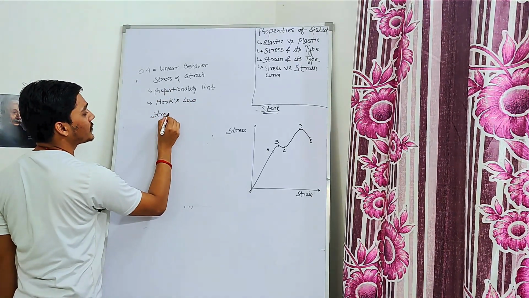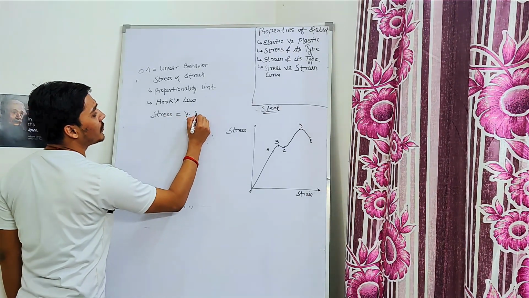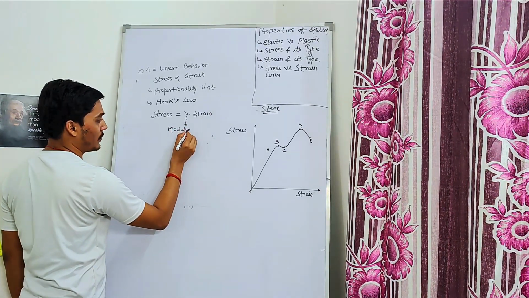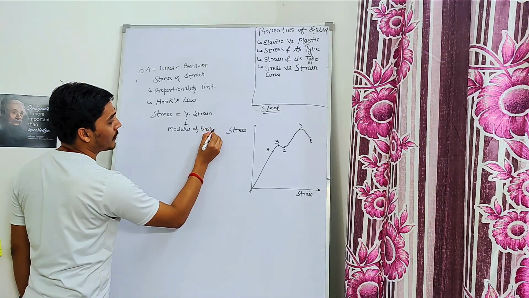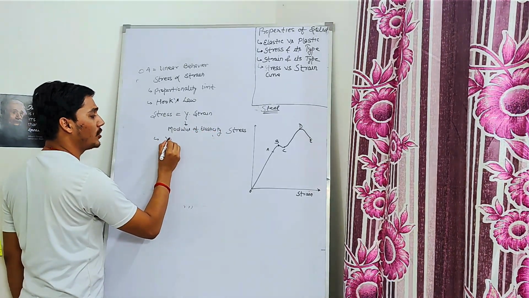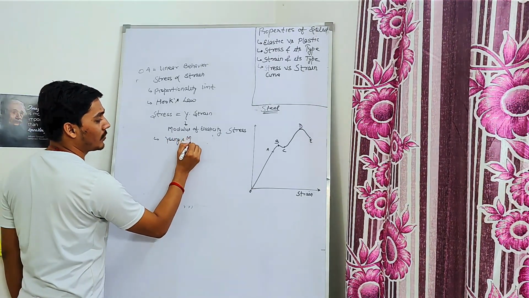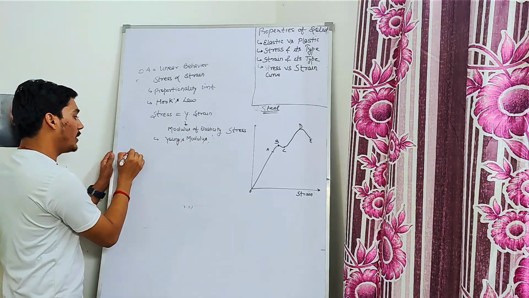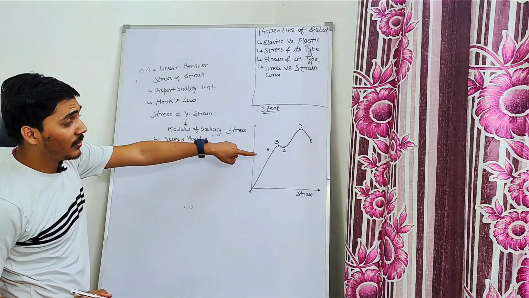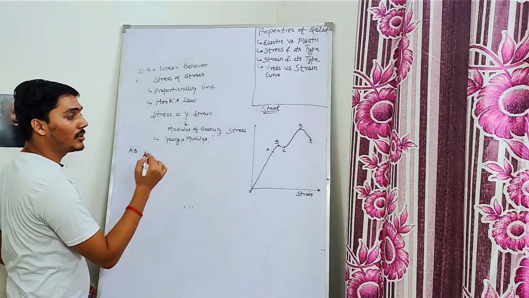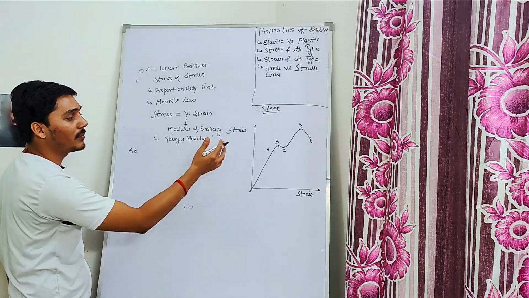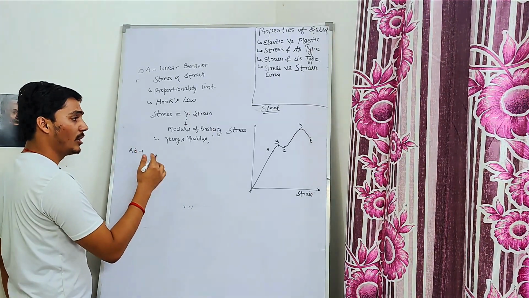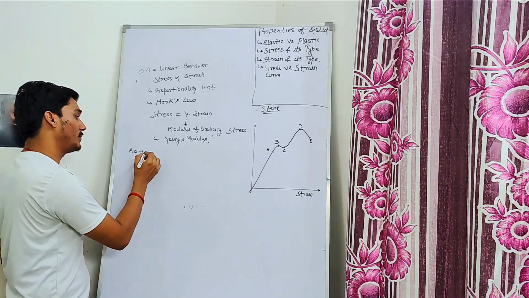In Hooke's law, stress is directly proportional to strain. Stress equals Y into strain, and this Y is the modulus of elasticity, which we also know as Young's modulus. From A to B, there is an increment in length, but it is not linear. This also comes within the elastic limit, but the behavior changes from linear to a curve, something different from linearity. So it is also under the elastic limit, but we are not getting linearity.